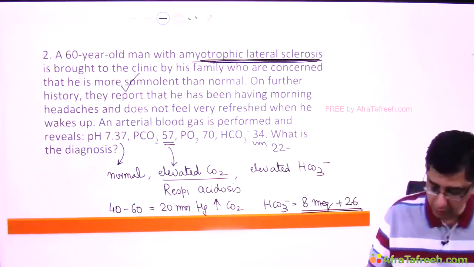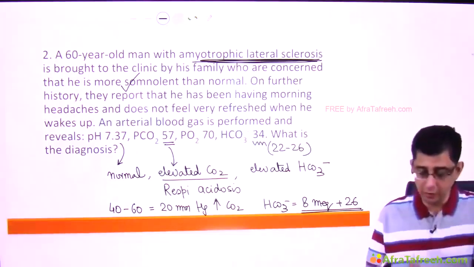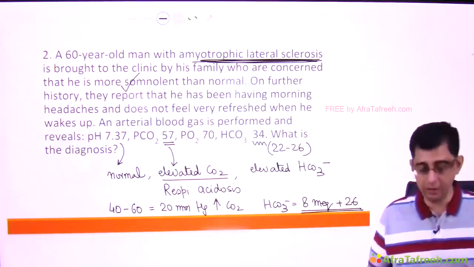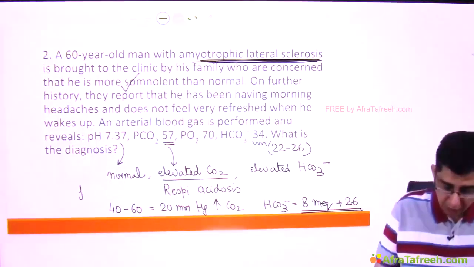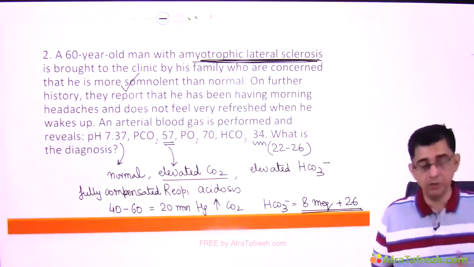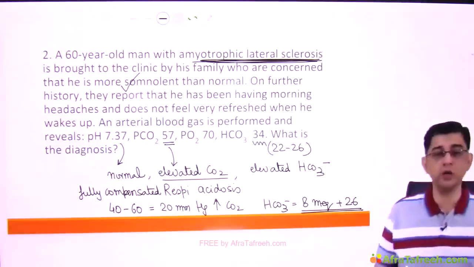You see, normal is 22 to 26, this is 34, so it is elevated. This bicarbonate is increased courtesy the kidney, and look at the good thing it has done. It has ensured the fact that the patient's pH has become normal. So the answer to this question will be given as fully compensated respiratory acidosis. Why am I saying fully? Because pH is stabilized in the patient courtesy the help of the bicarbonate.